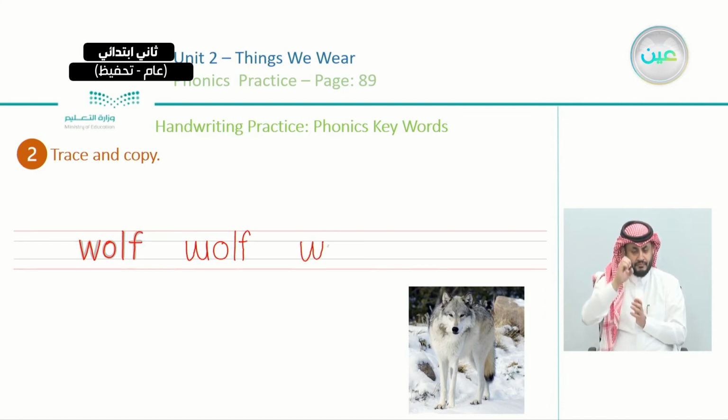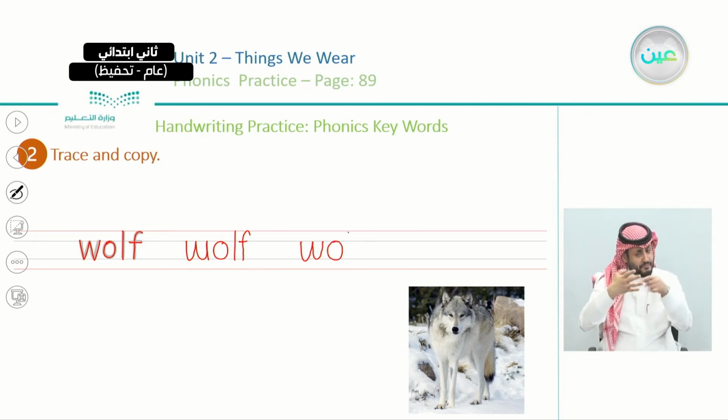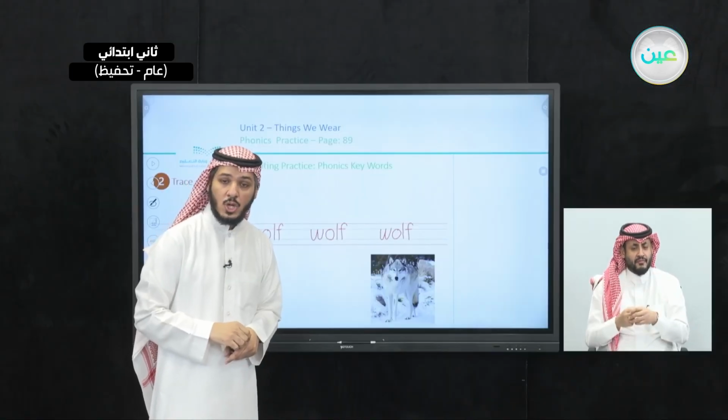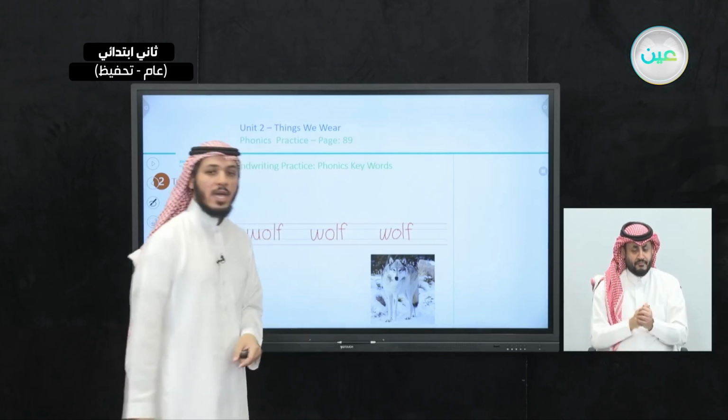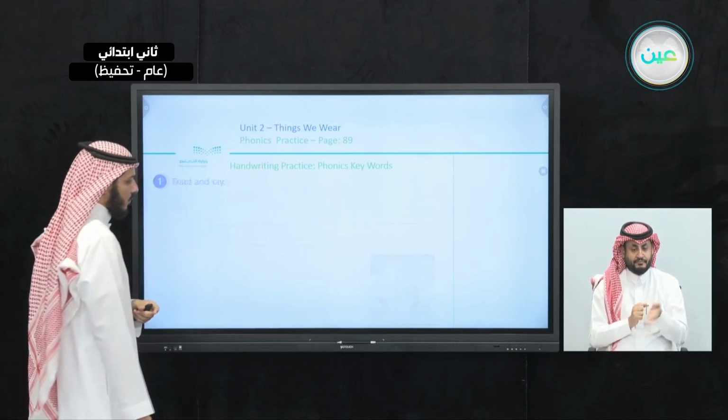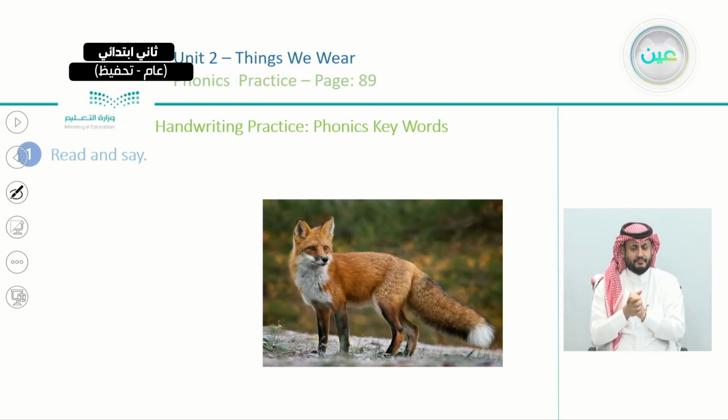W, O, and O is between what? Number 2 and number 3. Then L and F, wolf. Let's write it for the last time. W, O, L, and F. So we have a wolf. Wolf. Can you tell me in Arabic what does it mean, wolf? Dhib. Excellent. So we have a wolf. Say it with me. Wolf. Wolf. Excellent.